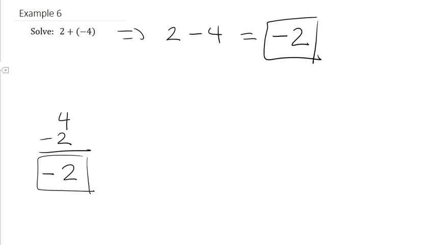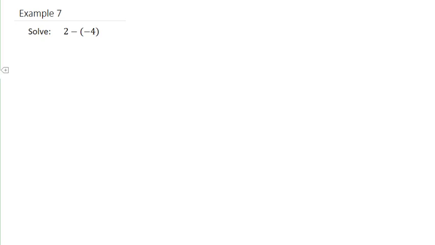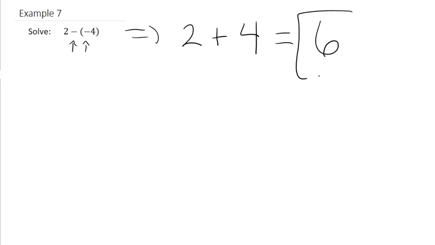So let's do another example. Solve for the following: 2 minus negative 4. As we have two negative signs, this becomes 2 plus 4, which is equal to just 6. And that would be our final solution.